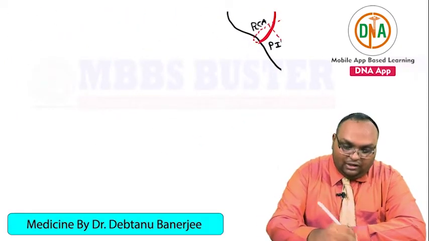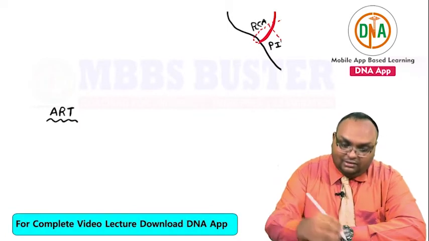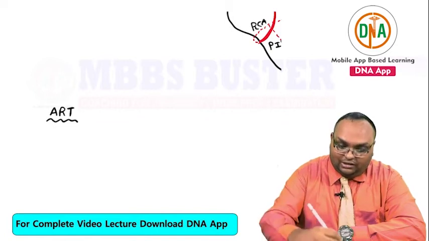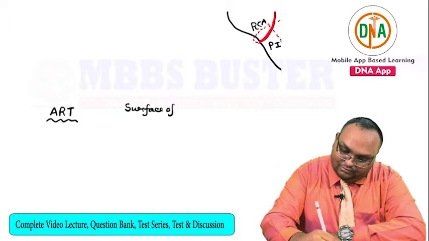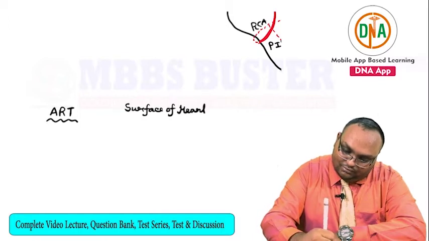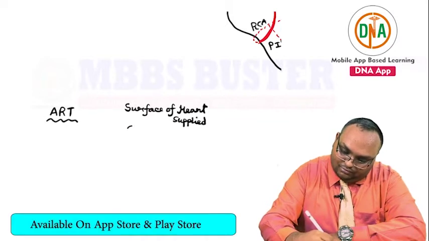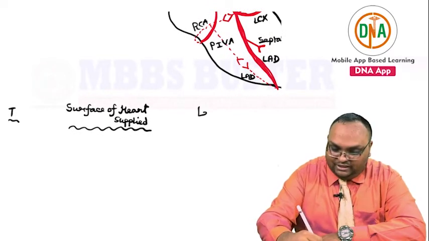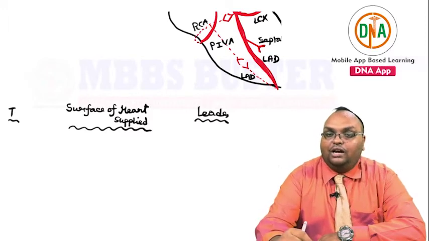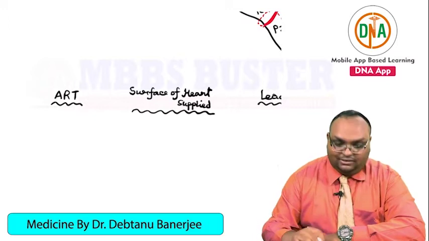So just have a look. If we were to say that this is the name of the artery, this is the surface of the heart it preliminarily supplies, and these will be the leads where we would get the changes if those particular branches of the arteries are affected and blocked. Then the picture would come out to be something like this.